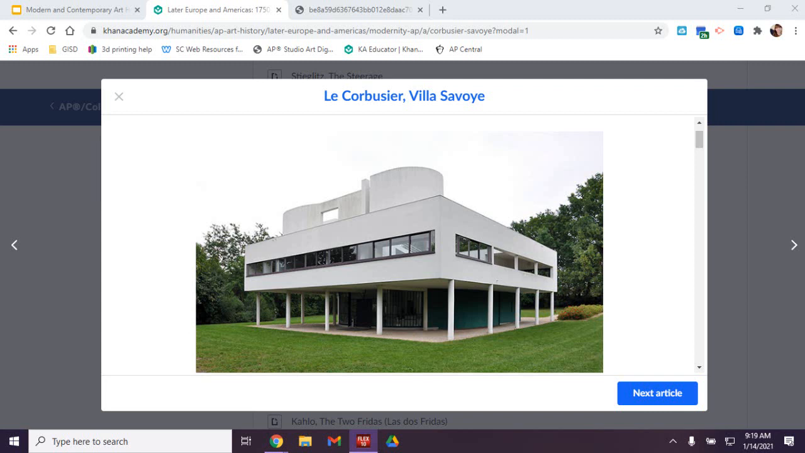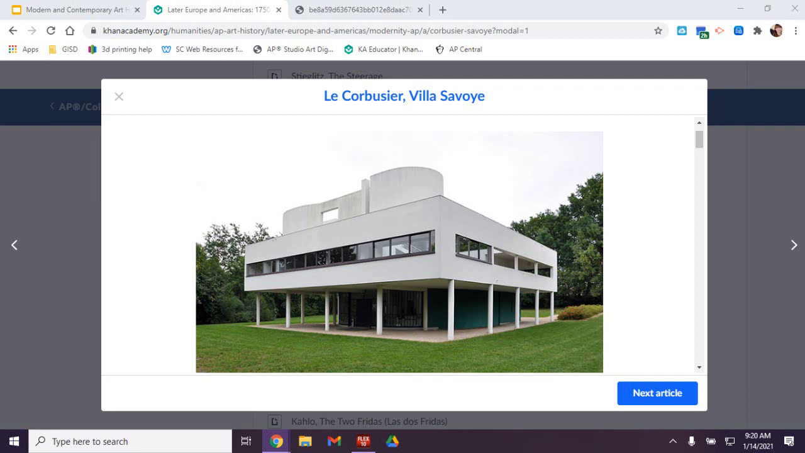I'm Mrs. Morin, and I am here with Mrs. Wyatt. Let's go ahead and begin with the artist. The artist is Corbusier. And Corbusier, that wasn't his real name. That was actually the name he gave himself after becoming wildly popular. And the historical period was modern.